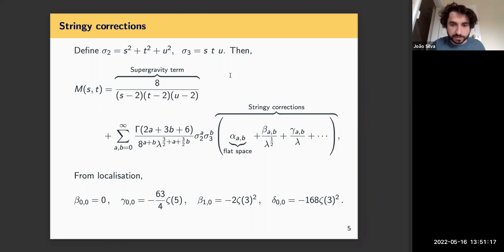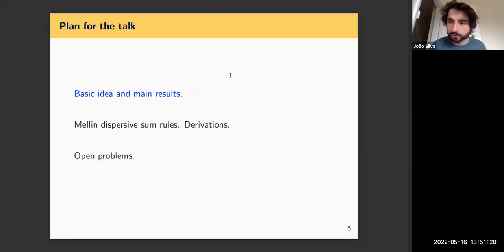Okay, so this summarizes all the knowledge. And now I want to tell you about our paper. I'll start by telling you the basic idea and then the main results that we obtained. Then I'll tell you about how we actually derive these results. And finally, I'll discuss some open problems, okay?